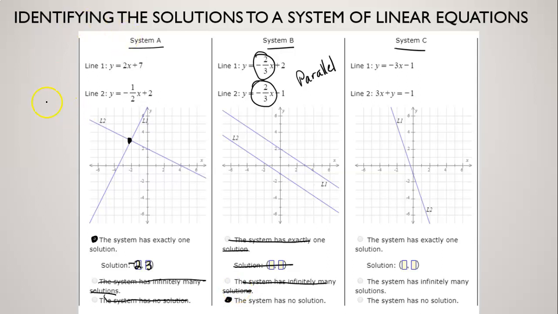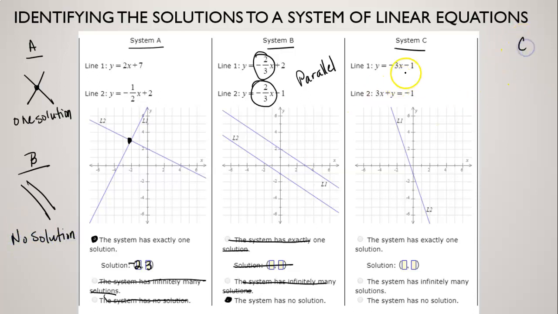So if I were you, on your notes, I would do an A section where you show that two lines intersect and write that that has one solution. And for system B, I want you to draw two lines that are parallel. You don't need to make the whole graph. And I want you to write to yourself that that has no solution.